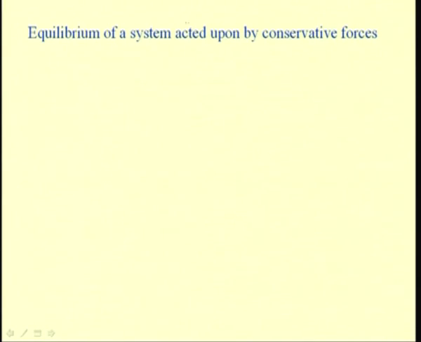So, let us see the equilibrium of systems acted upon by conservative forces. We have delta U non-conservative force plus delta U conservative force is equal to 0. So, if a system has only conservative forces, then delta U non-conservative forces is 0, and we have delta U conservative force equal to 0. The work done by the conservative force is equal to the negative of the potential energy change, or in other words, minus delta V is equal to 0.